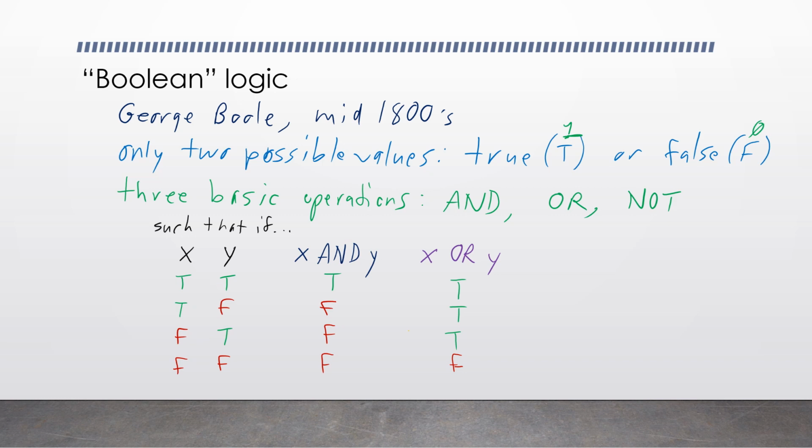And finally, let's just see what the not operator does to the variable X. Over here, X is true, so not X is the logical reverse of that, false. Here, X is false, so the logical reversal of that is true. Okay? So that explains the three Boolean operators.